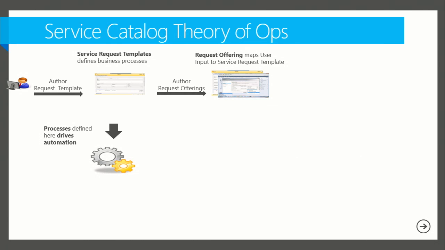Once we have a service request template, we make a request offering. And with the request offering that is based on a service request template, you define the user inputs. So what kind of fields the user needs to input. If he wants to create a new virtual machine, let's say, he needs to specify the virtual machine name, the virtual machine size, how much memory he wants to use, the CPU, disk size, and so on. So all the user inputs, you define them in the request offering.